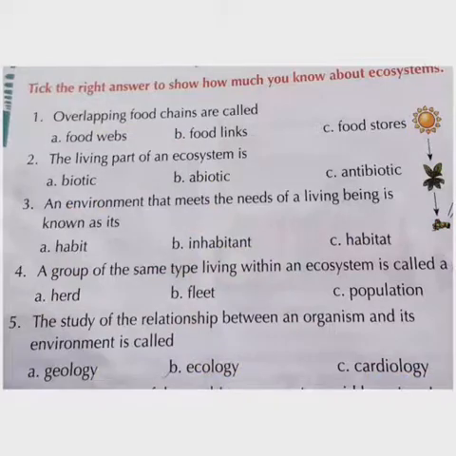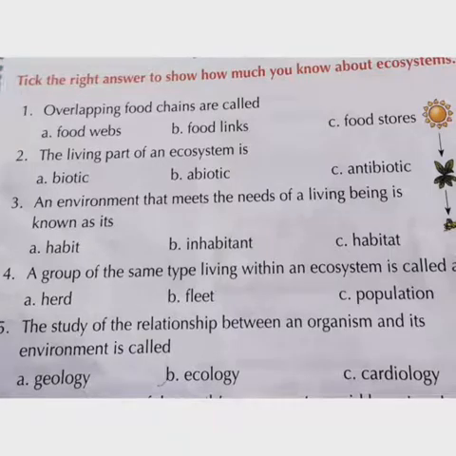Understood? So first one A, food webs. Second one again A, biotic. Then third one C is the correct answer, habitat. The environment that meets the needs of a living being is known as its habitat. Next, fourth one, group of same type living within an ecosystem is called population. Then study of relationship between organism and its environment is called ecology. Okay, ecology.